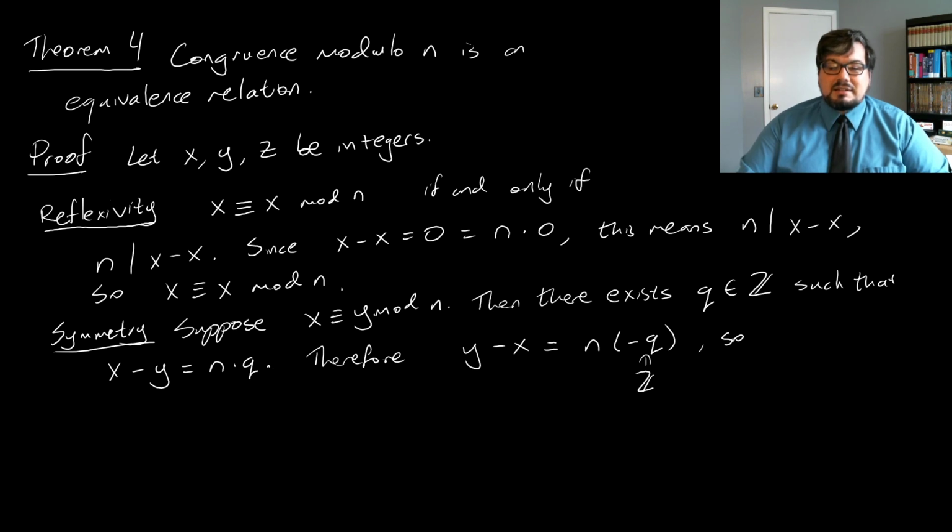And that means that n divides y minus x, which is the condition that means that y is congruent to x mod n.